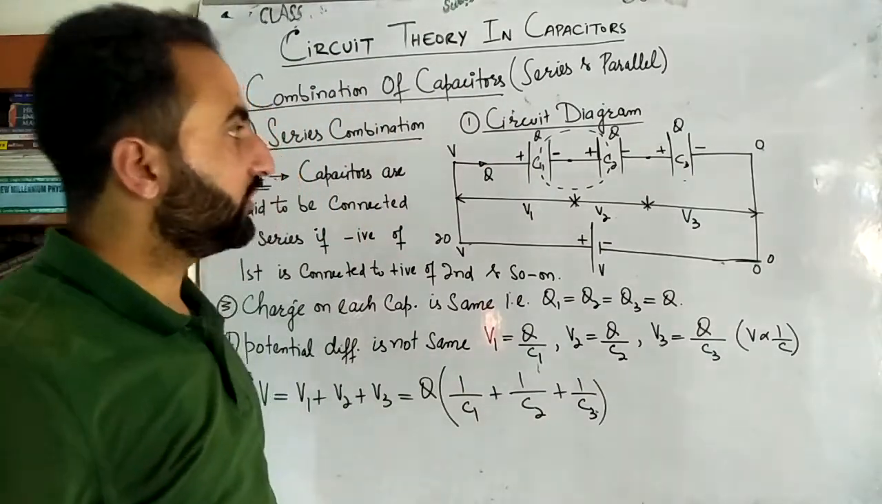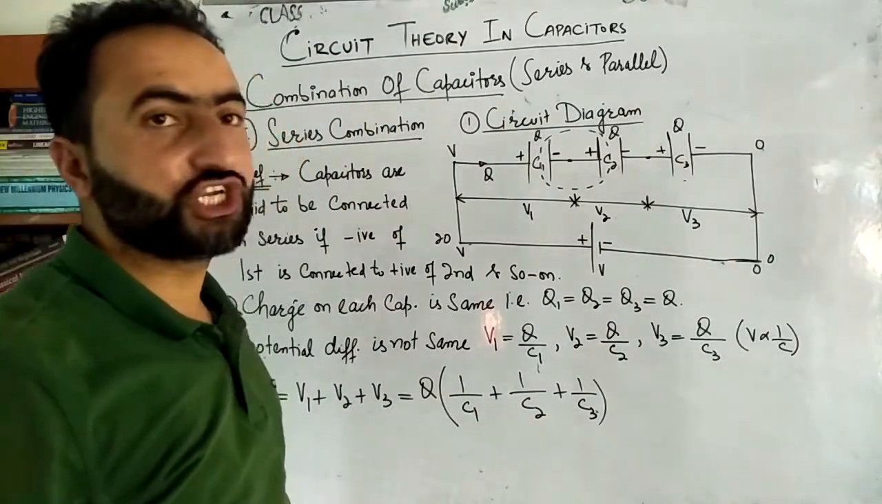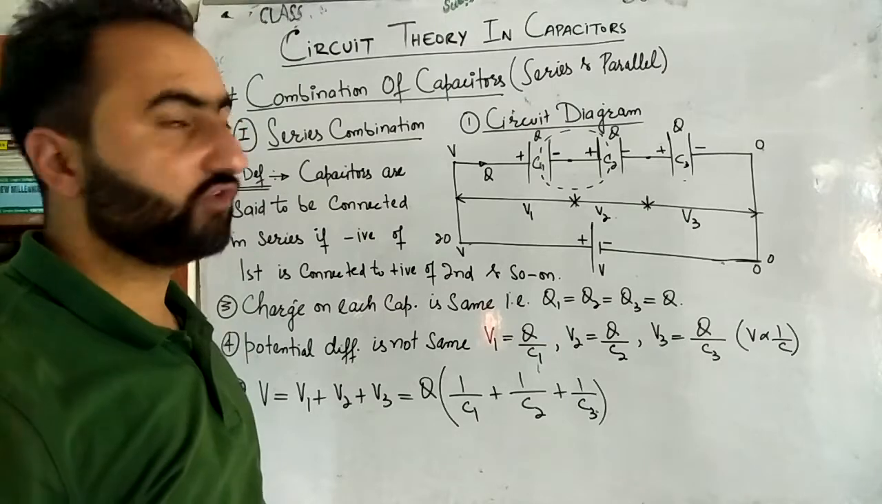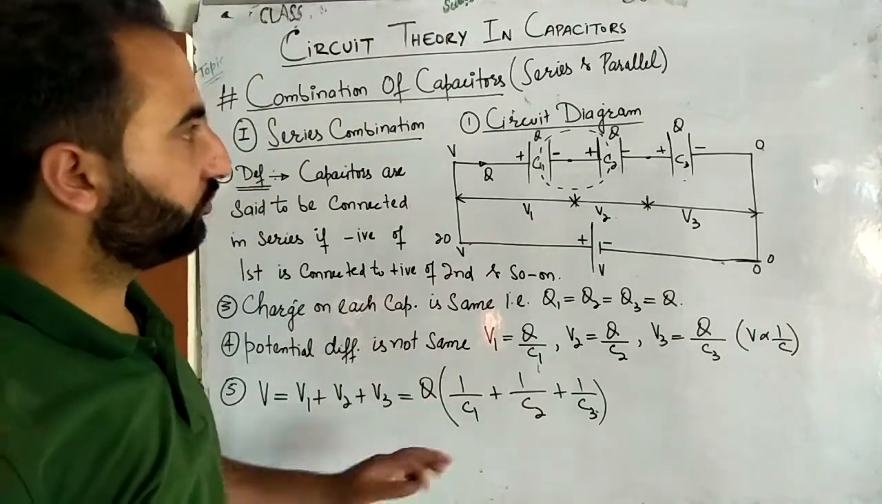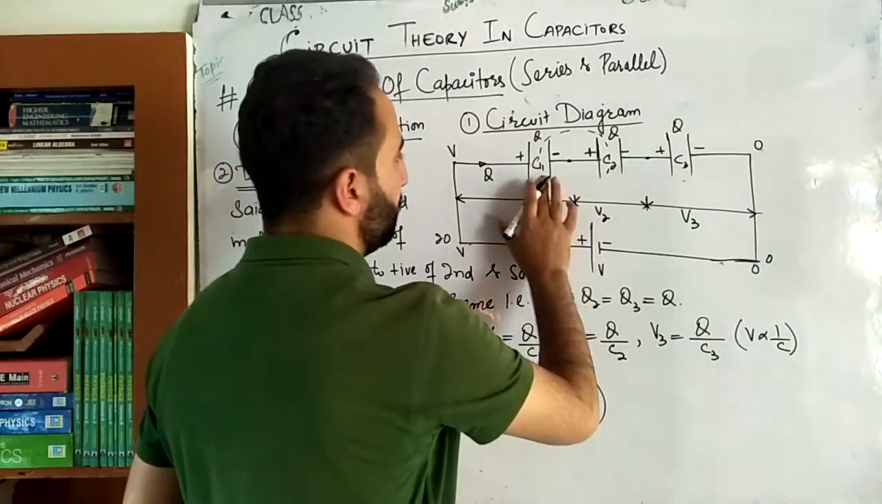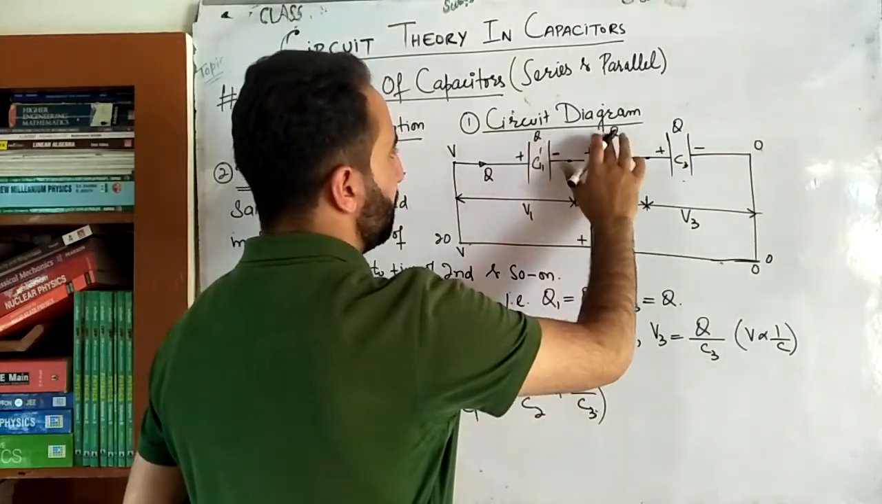So that means in series combination the charge on each capacitor has to be the same, but the potential difference will not be the same. The net potential difference will be the summation. So pause the screen and write it down. Write up to here. Pause the screen and write down.